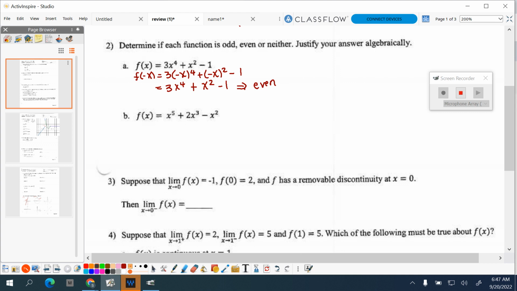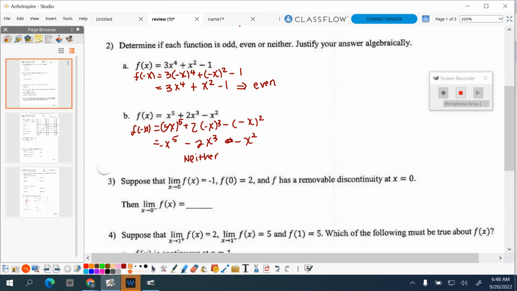So let's try b. I have negative x to the 5th plus 2 times negative x cubed minus negative x squared. And I get negative x to the 5th, so there's a change. Negative 2x cubed is a change. Minus x squared, and there's no change. And this is neither because there are changes in signs, and then there are places where it remains the same.